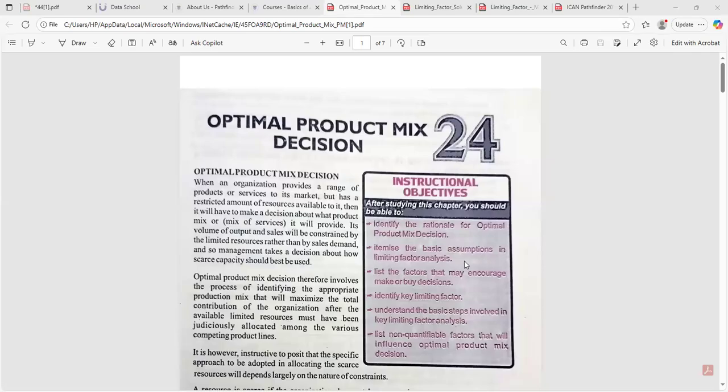Okay, so this should not take us much time. I will just give you what this entails. I'll give you the secrets to answering any question on optimal product mix, aka limiting factor. And when I'm done, there should not be any question in your past questions that will be difficult for you to address. All right, so we'll be looking at optimal product mix or limiting factor.